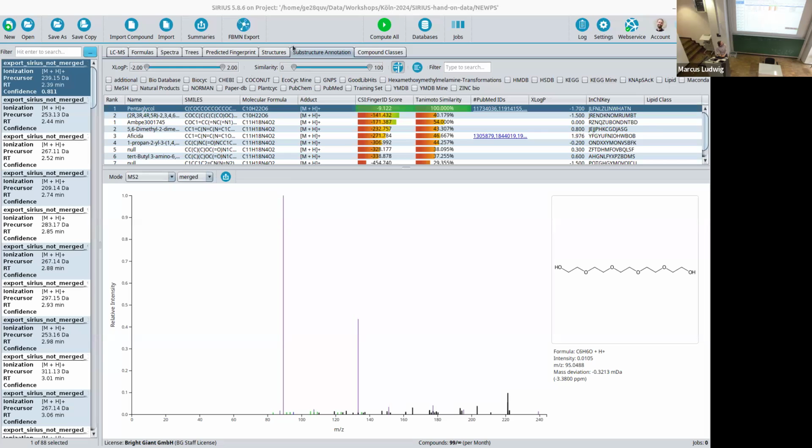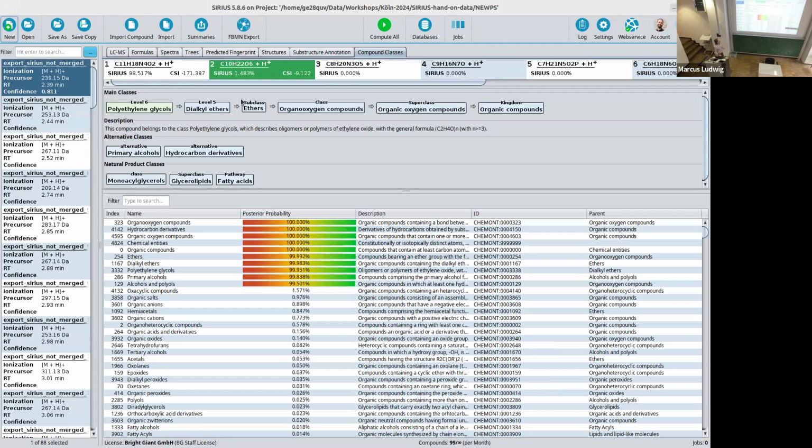And the last thing is we can compute compound classes. This is this panel. Here we predicted the compound classes for this compound, given that this molecular formula is the correct one, because this prediction is based on the fingerprint. We have a predicted fingerprint for each molecular formula. So it is really important that the molecular formula is correct.